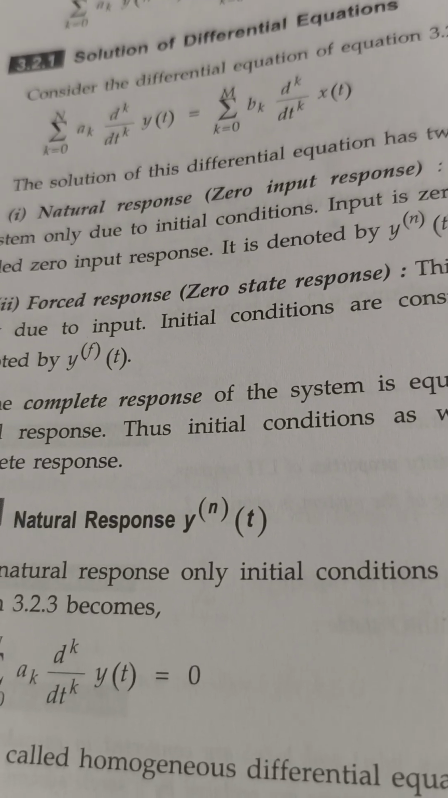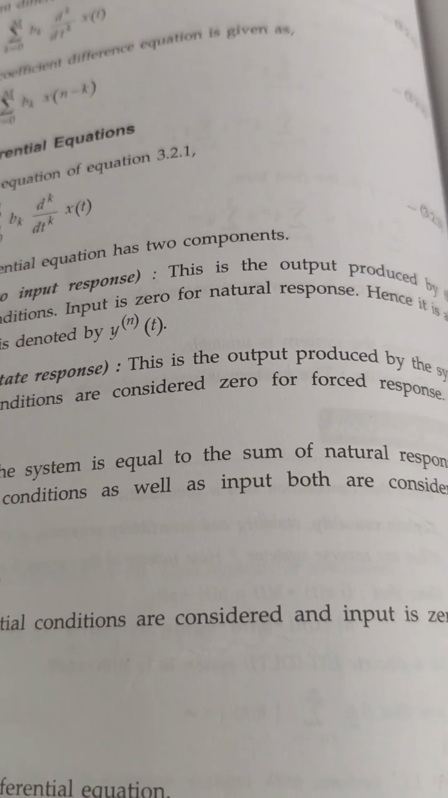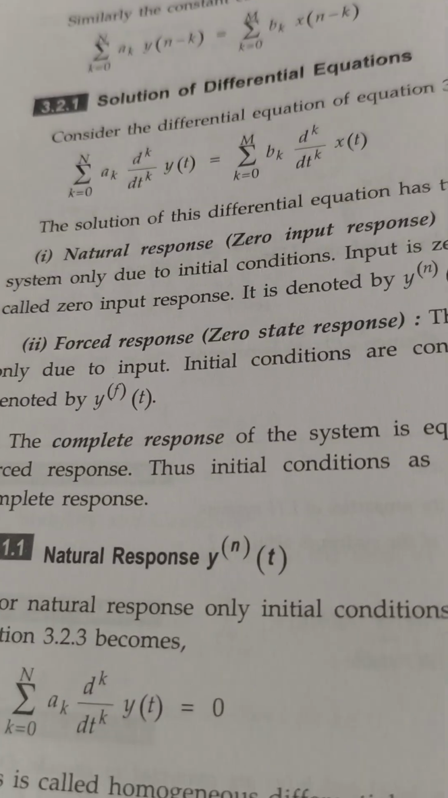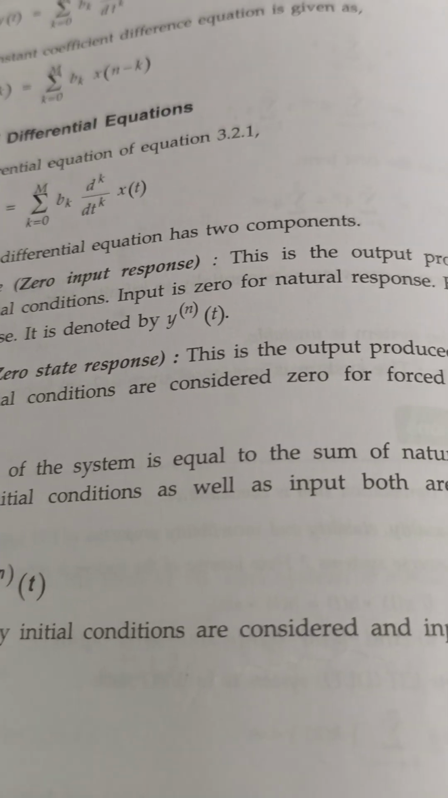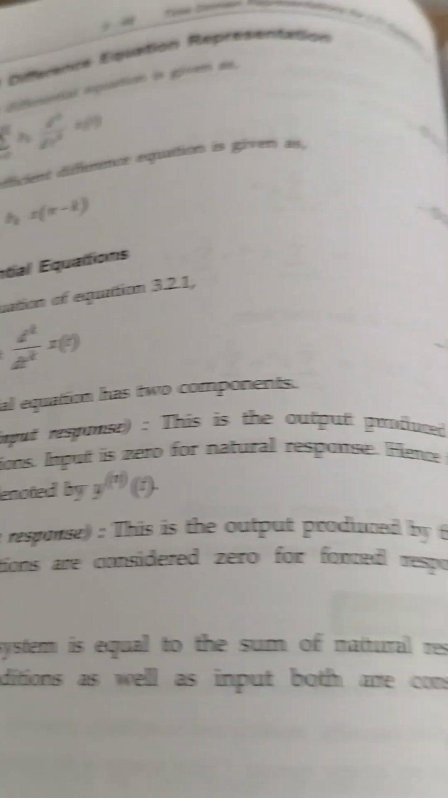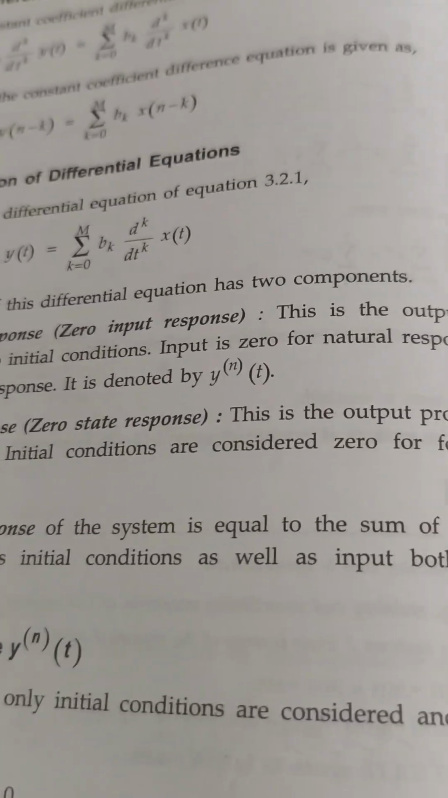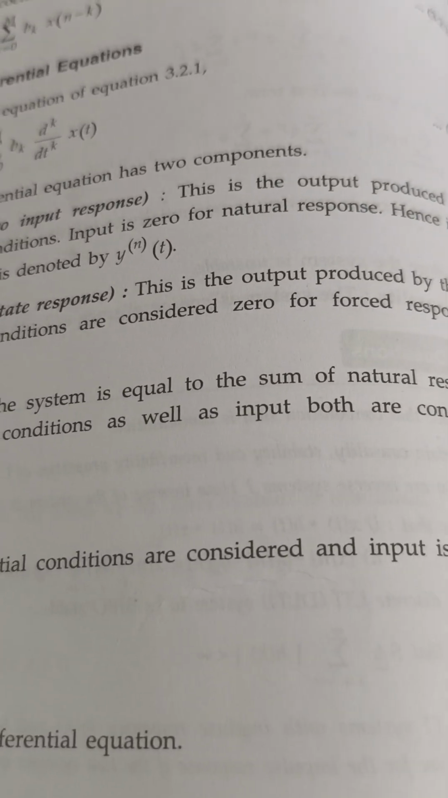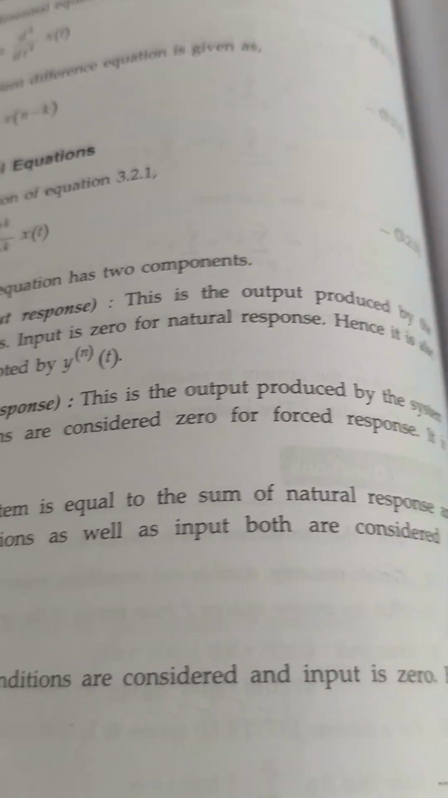Then what is the forced response? It is also called the zero state response. In the forced response, this is the output produced by the system only due to the input. Here we consider the input, and the initial conditions are considered 0 for the forced response, whereas in the natural response we consider the initial conditions and the input is 0.